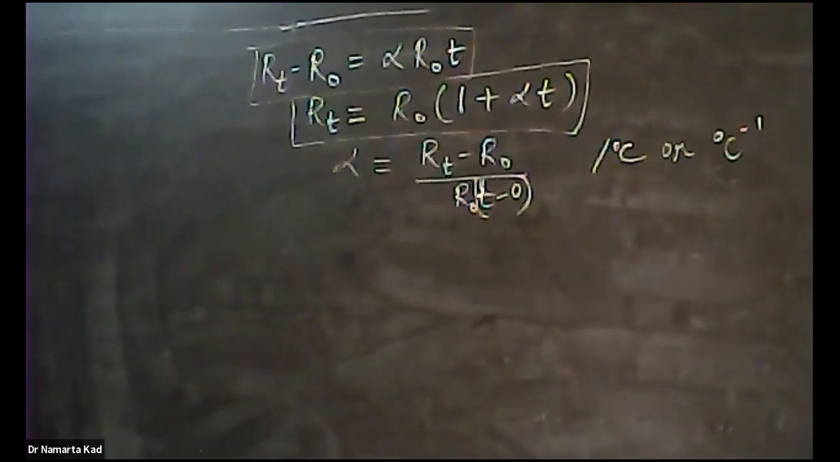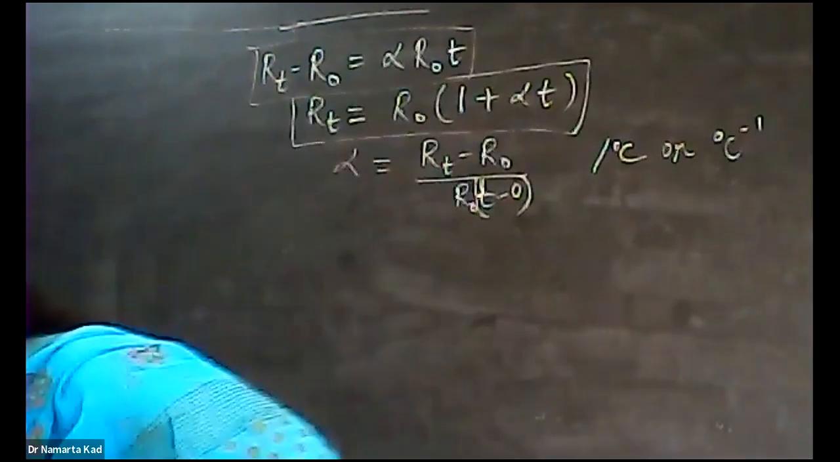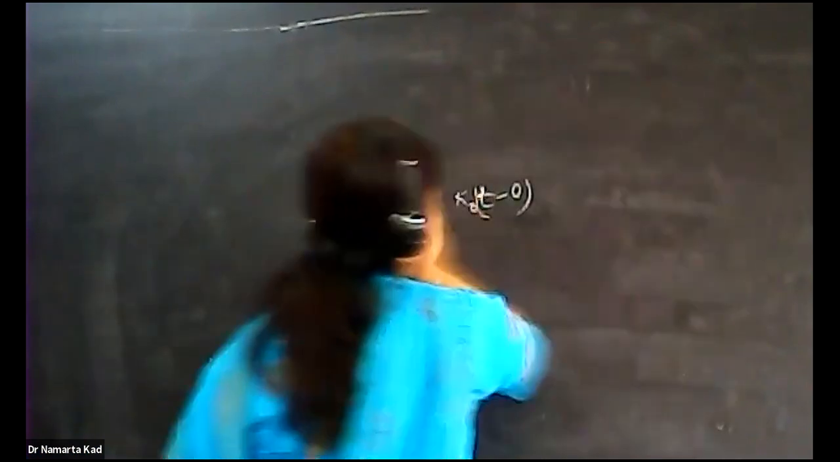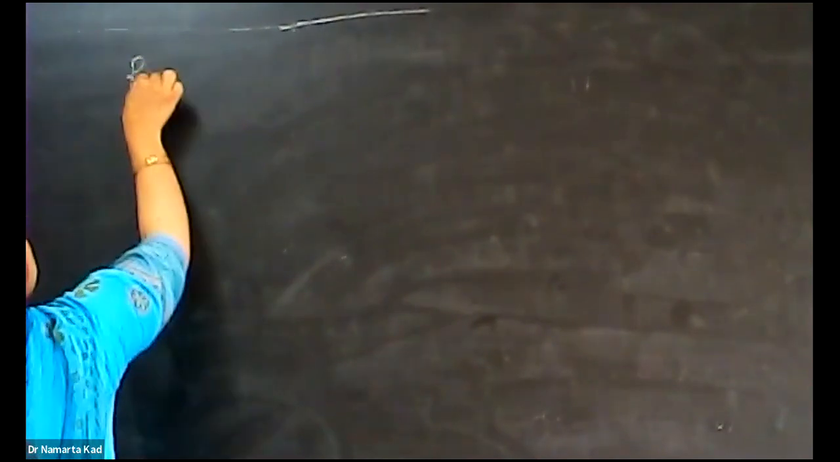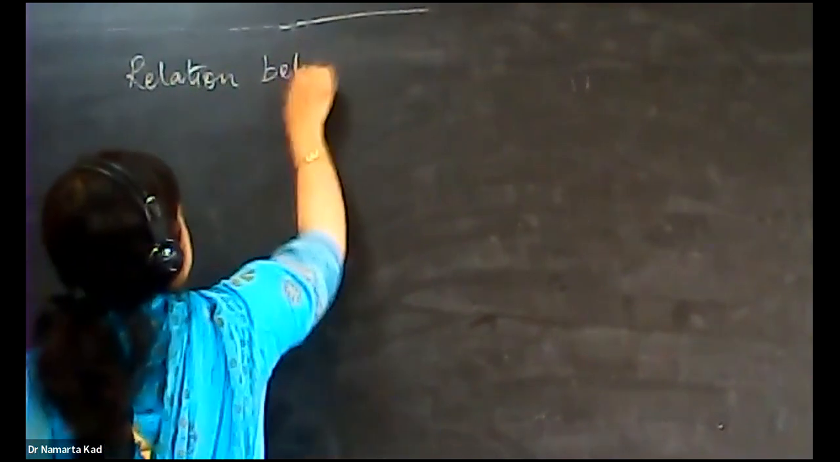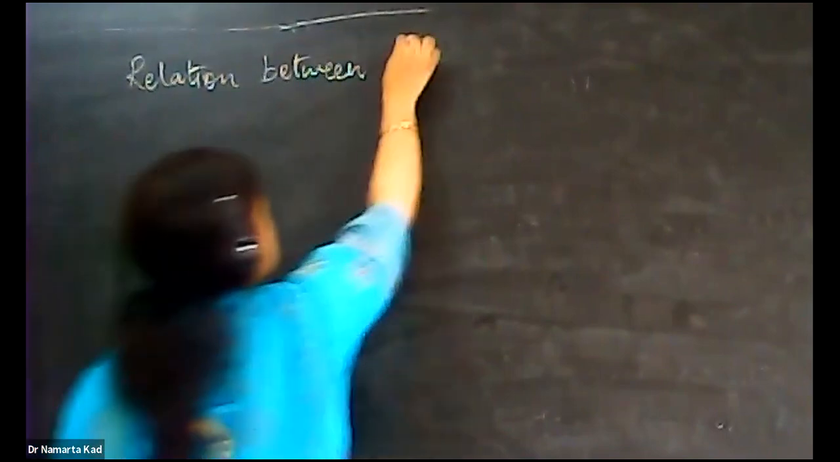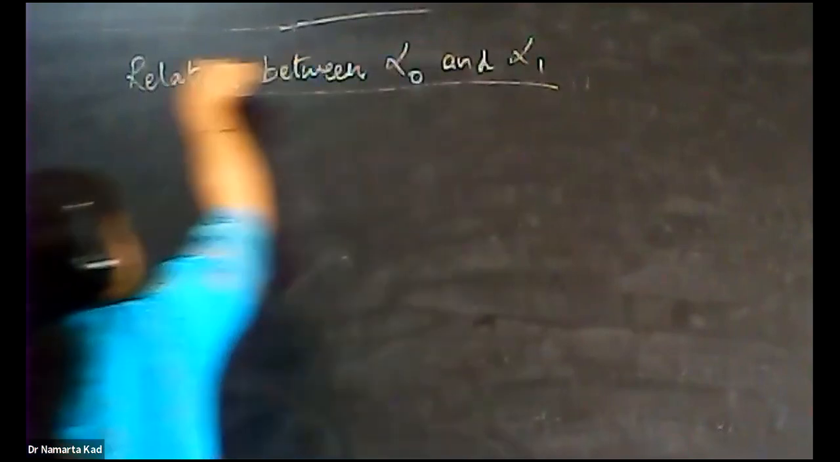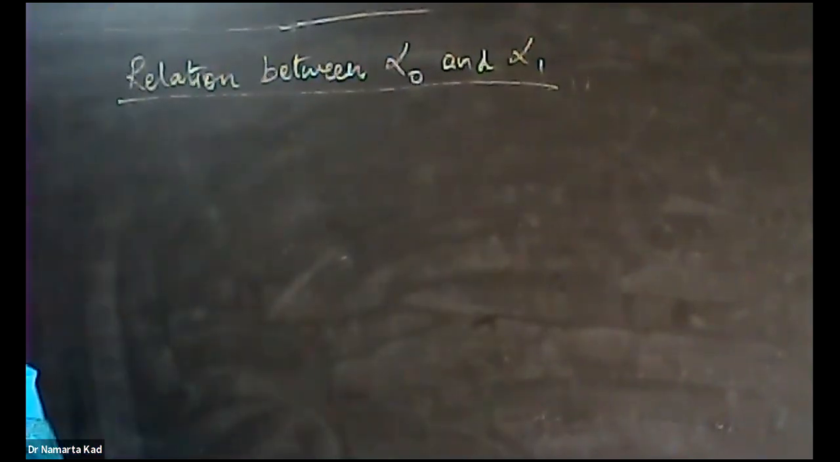Okay, now the next, the definition. There is a small derivation next. Next, we have to do two derivations. The first one is the relation between alpha naught and alpha 1. This one is a very important derivation. Relation between alpha naught and alpha 1.